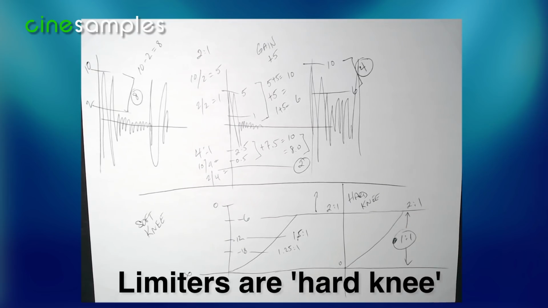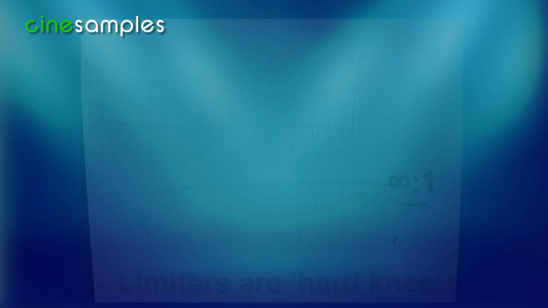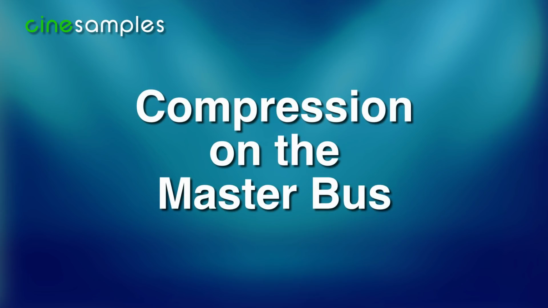Limiters are essentially compressors using hard knee compression at an infinity to 1 ratio, meaning zero gain is allowed above the threshold. Let's break away to talk a little bit about the master bus.